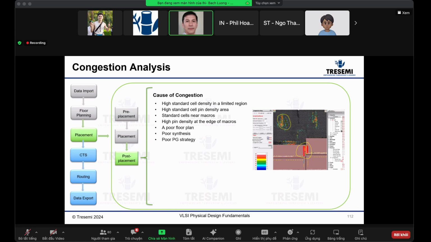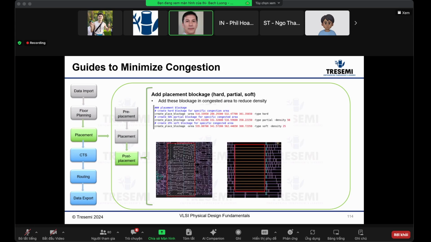Okay, so the next topic is guides to minimize congestion. I think we learned about the placement blockage, right? We talked about the hard, partial, and soft. These are the strategies you can use to keep too many cells from going into the area that is congested. So remember, you can use hard blockage where you don't want any cells, for example in that channel that we showed earlier. If you don't want any cell there, put a hard blockage in there.